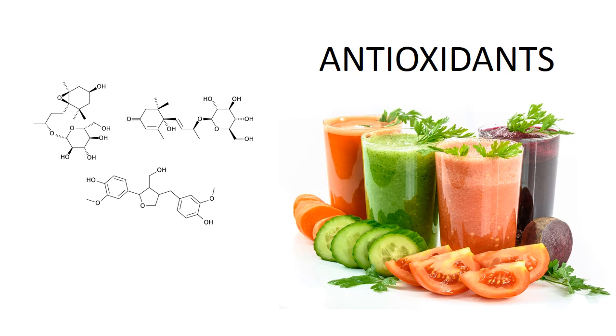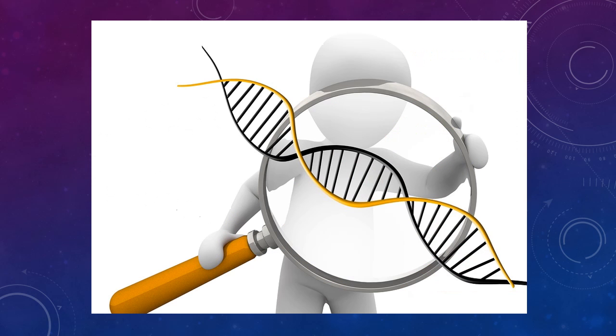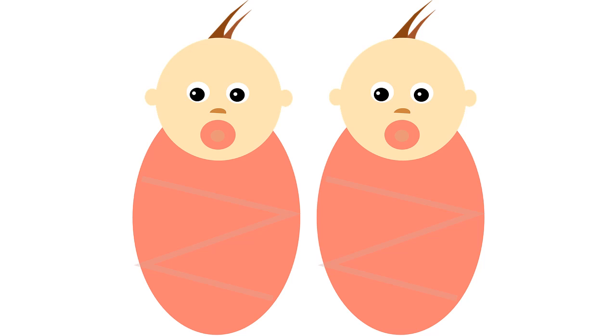These strategies consist of nutrients and enzymes that are termed antioxidants. Now, I want to talk about something called genetic variance. No two individuals are exactly alike, and this is due to variation in the genes. The exception to this, as you know, is in the case of identical twins.